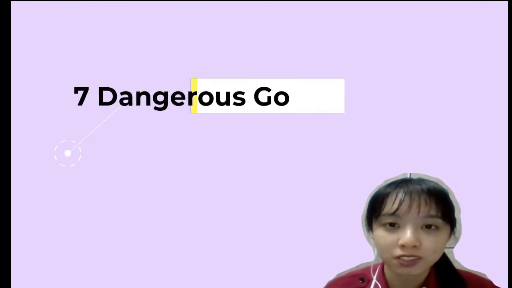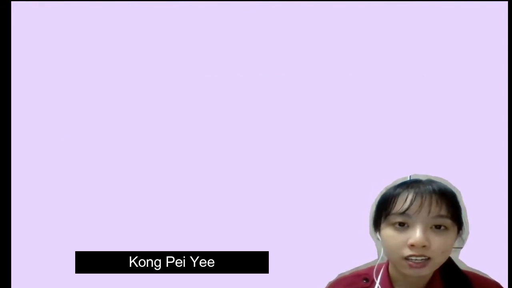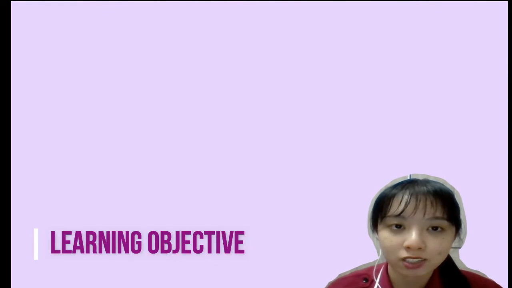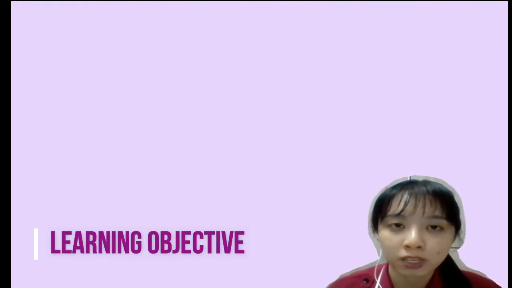Today, our group is going to present about the dangerous goods symbols in packaging. My name is Pei Yee. The learning objective of this topic is to understand the criteria used to determine whether goods should be considered as dangerous, and also the working knowledge of the classes of dangerous goods symbols and their respective functions.